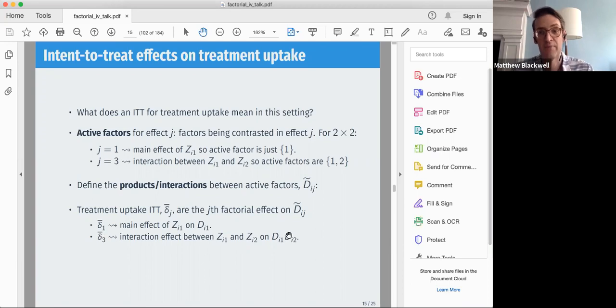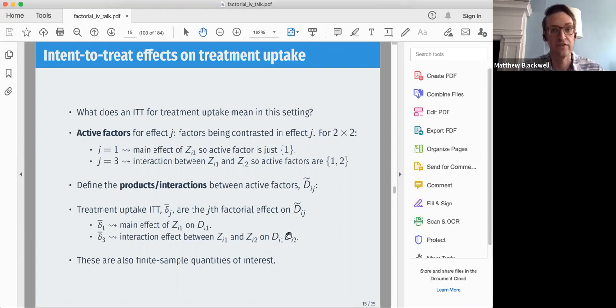Right, so this is a little bit complicated, and it may not seem obvious why we might want to do it in this way, but these are also going to be finite sample quantities of interest. And the reason we end up doing it this way is that under the IV assumptions, these things end up identifying a particular kind of complier, similar to the way that the ITT of Z on D in the bivariate or single factor case identifies the complier. Any questions about this? I know this is a little weird.